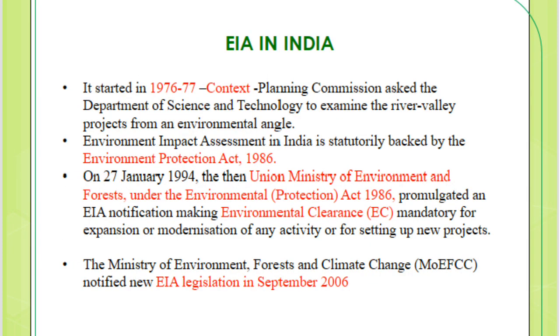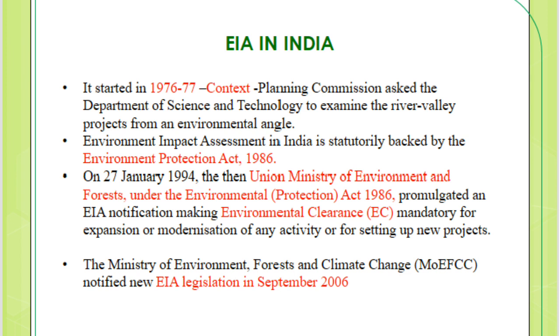Then what is the history of EIA in India? It started in 1976-77. The context is that the Planning Commission asked the Department of Science and Technology to examine the river valley projects from an environmental angle. The Environmental Impact Assessment in India is statutorily backed by the Environmental Protection Act of 1986.